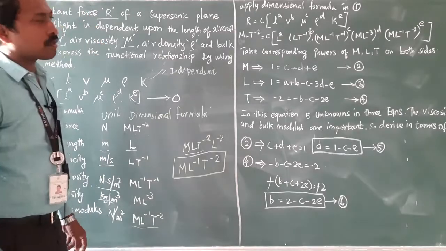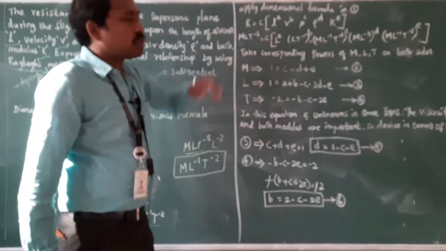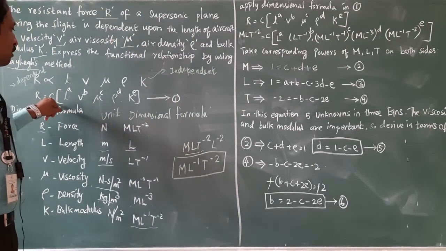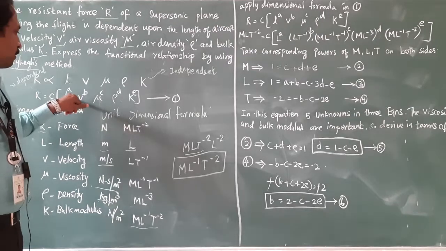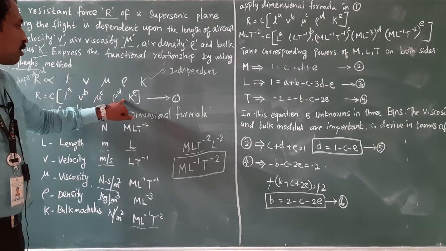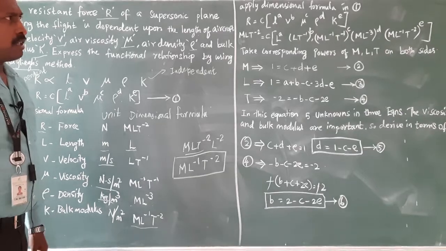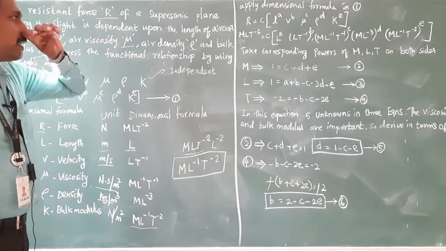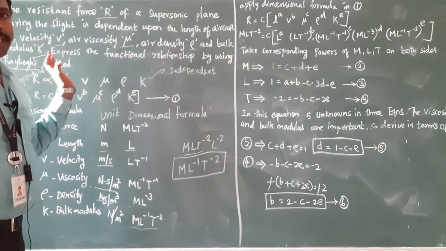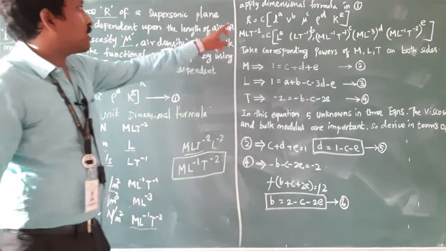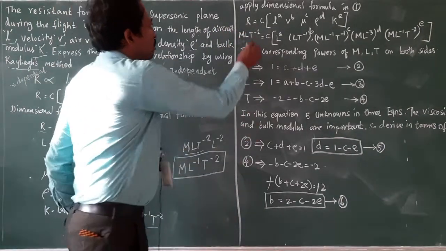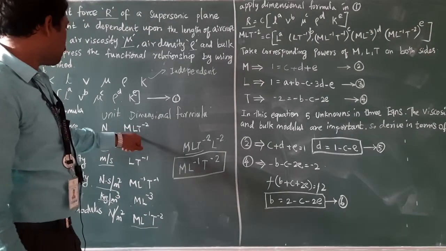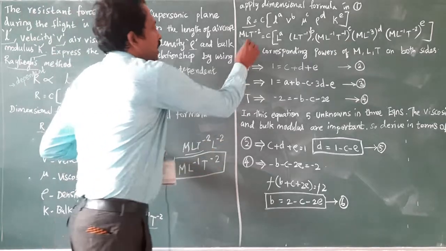Next step, apply the dimensional formula in equation number 1. Equation number 1 is R equal to C of L power A, V power B, mu power C, rho power D and K power E. We need to substitute the dimensional formula in equation number 1 for left hand side and right hand side. First, the dimensional formula for R. R is the resistant force. Resistant force is M L T power minus 2.